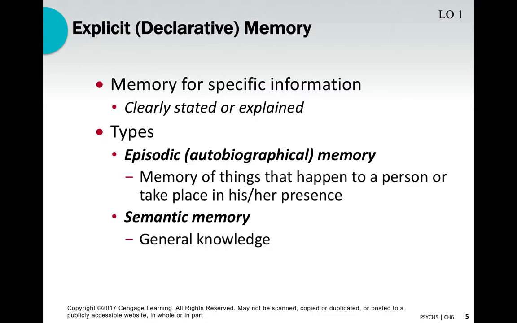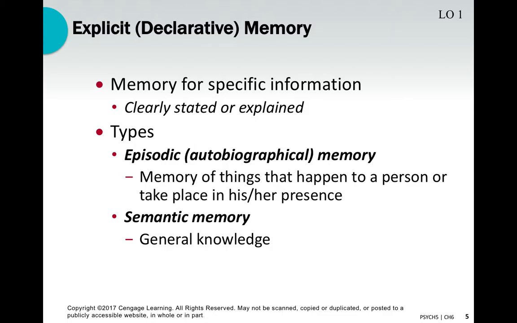Like if I asked you what you learned in chapter 5 in psychology, you could state or explain it to me verbally, or you could write it out, or do something to explicitly state that to me. Breaking declarative memories down even further, we have episodic, which is more like autobiographical memories, things that happen to you personally. So your memory of your 5th birthday party, your memory of graduating high school, all of these things that have happened to you would be considered episodic memories, versus semantic memories, which are just general knowledge.